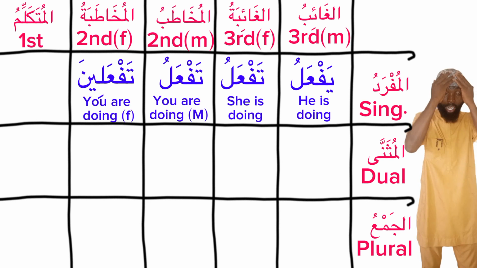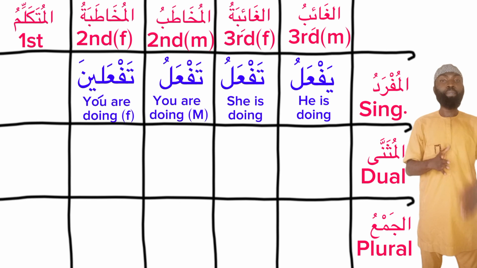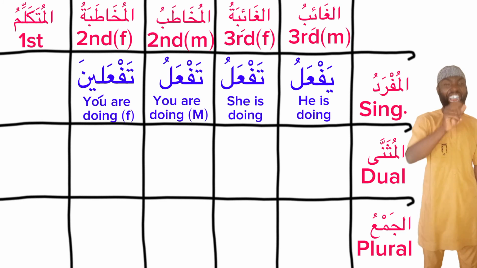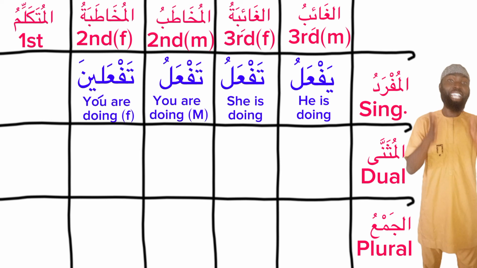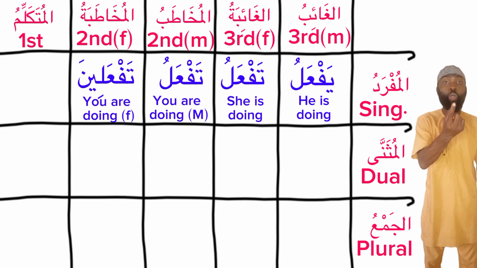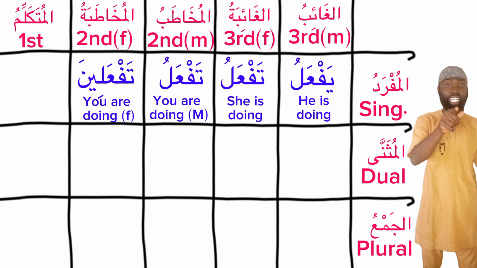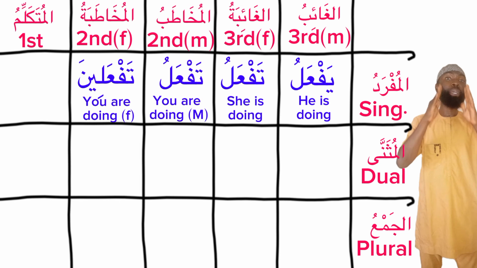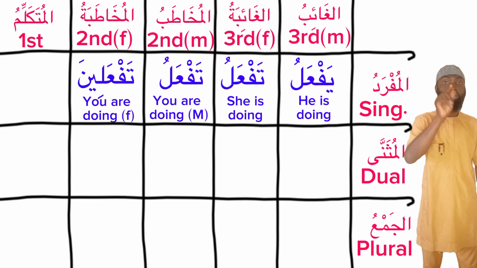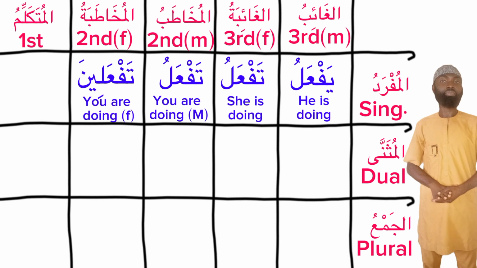If you want to say you are going for a singular girl, you simply say tadhhabina. You can see tadhhabina, you are going. If you want to say you are eating, ta'kulina, tafrahina. So you see how to form it. So when you see any present tense verb coming in this form, you will know that it is pointing to a female second person, saying you female, you are doing something.